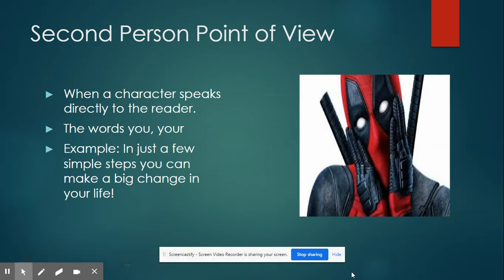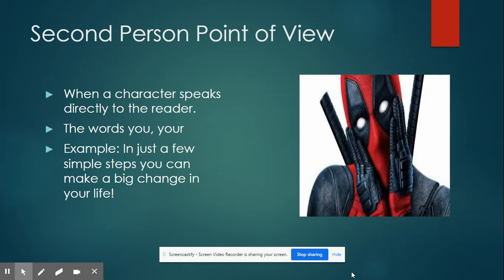Second person is the one that is used the least. And well, it's not my opinion, I think it's the truth. The second person point of view is when a character speaks directly to the reader. My best example is Deadpool 1 and Deadpool 2, great movies. It's when Deadpool turns and looks at the camera and starts talking directly to the audience. That's second person point of view. So the words you and your are used.